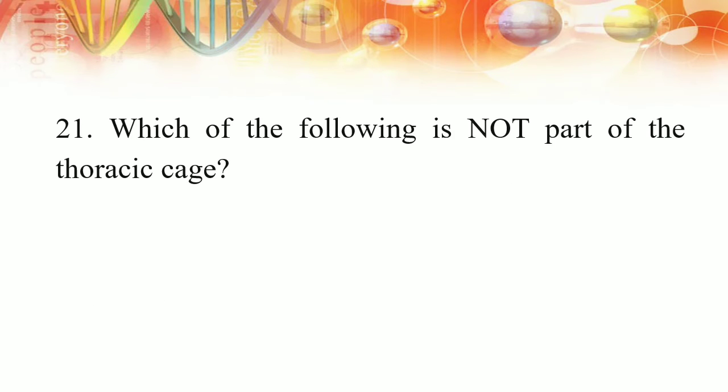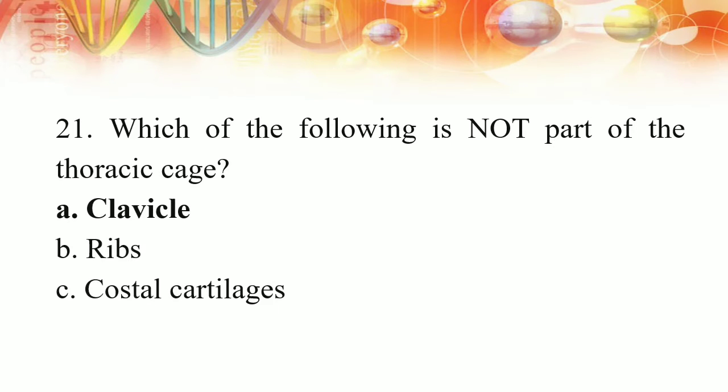Number 21. Which of the following is not part of the thoracic cage? A. Clavicle. B. Ribs. C. Costal cartilages. D. Sternum. Sternum is the bone in the middle of our chest.